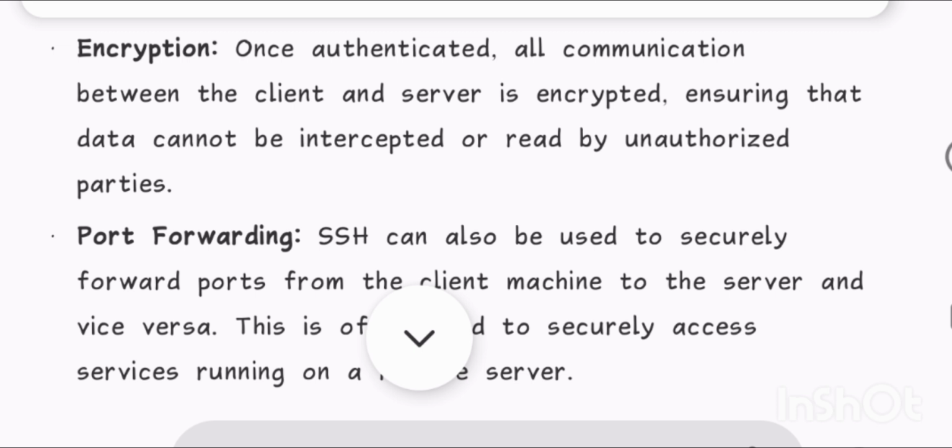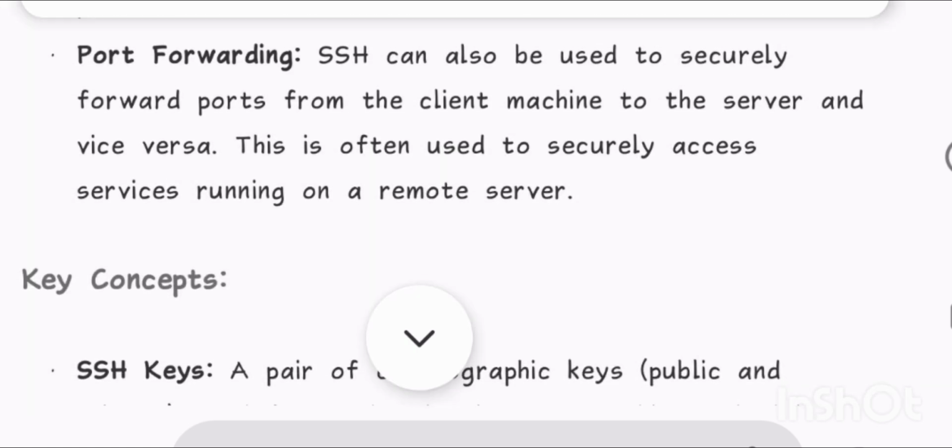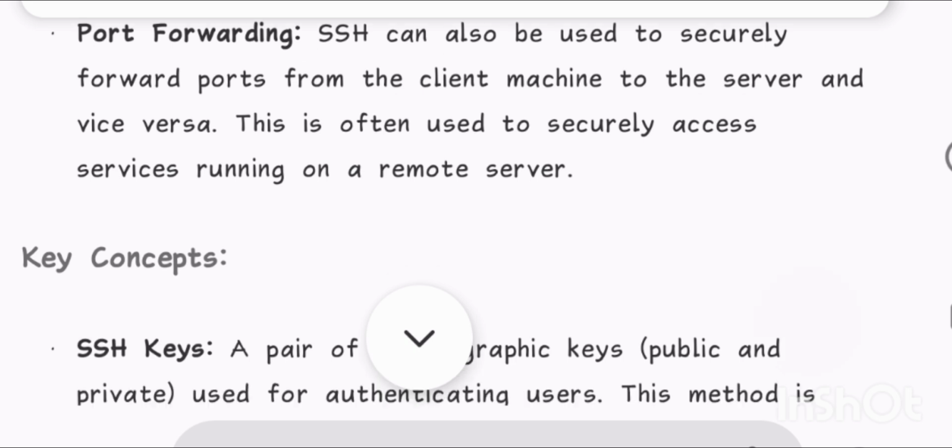Encryption. Once authenticated, all communication between the client and server is encrypted, ensuring that data cannot be intercepted or read by unauthorized parties. Port forwarding. SSH can also be used to securely forward ports from the client machine to the server and vice versa. This is often used to securely access services running on a remote server.